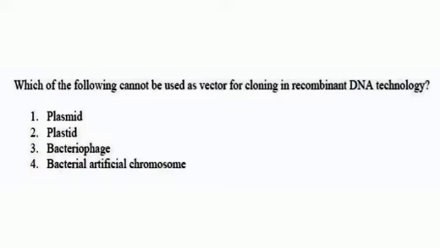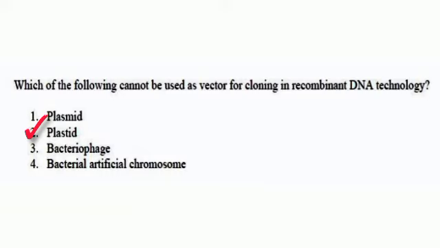The next one is, which of the following cannot be used as a vector for cloning in recombinant DNA technology? And the options are plasmid, plastid, bacteriophage, bacterial artificial chromosome. And the right one is option 2, plastid.